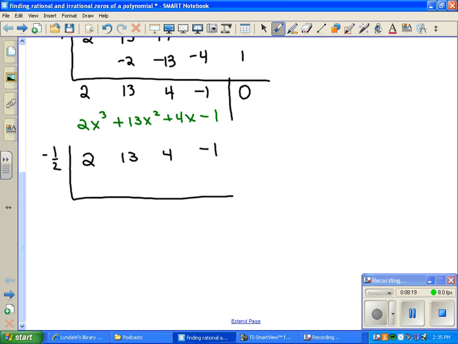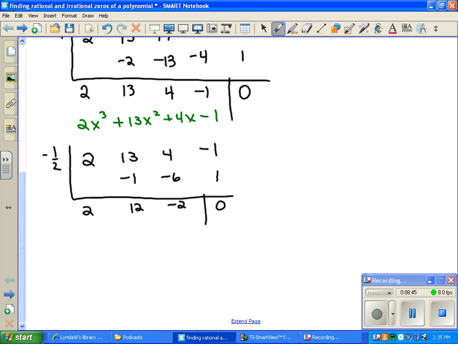Okay, drop down the 2. Multiply, add together, multiply, add together, multiply, add together. And negative 1/2 is a 0. Now, both of my first two guesses worked. It's possible that you might have to guess and you won't get it on the first couple tries, and that might seem a little bit frustrating, but you just got to keep trying.